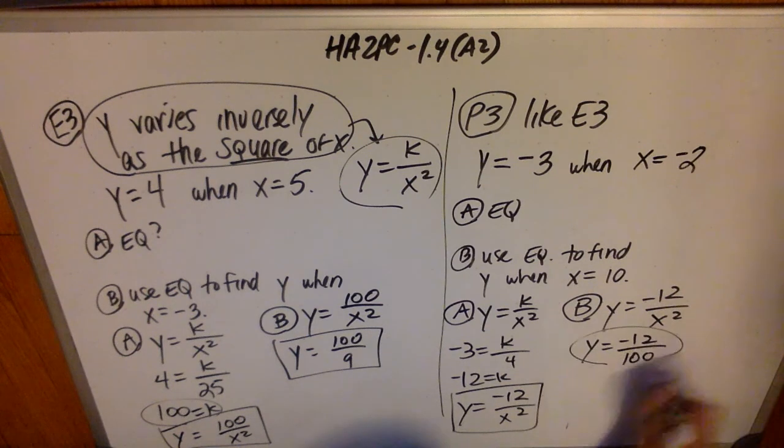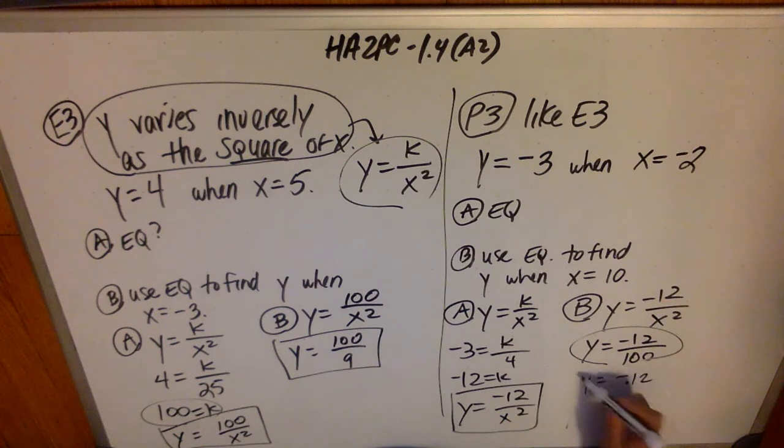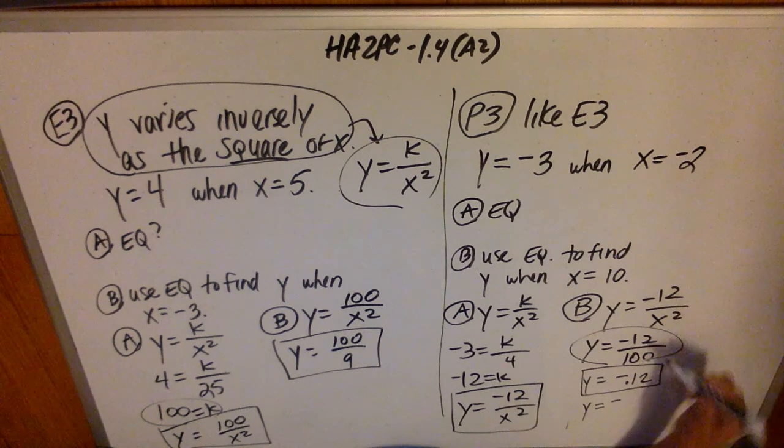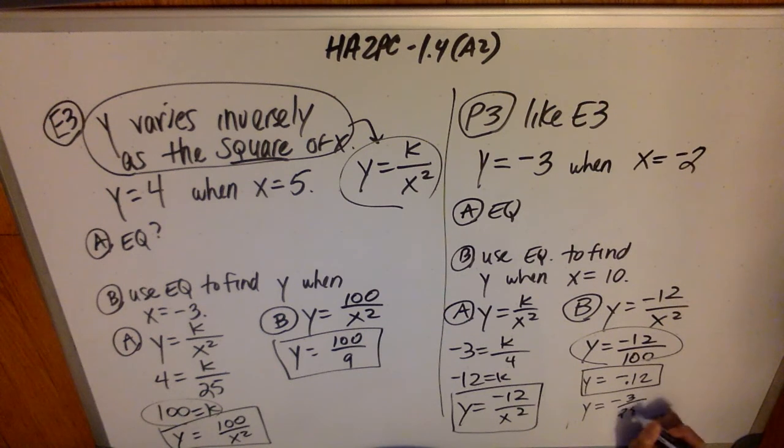That's fine. There are two other options. You could make this a negative 0.12, because hundredths are very easy fractions to deal with. Or if you wanted to simplify, you can cancel a 4 out of it. Negative 3 25ths would also be fine. Any of those answers would be okay. So that's sort of the idea.